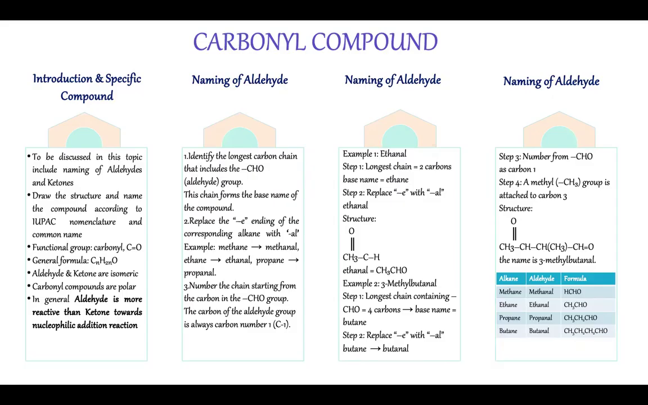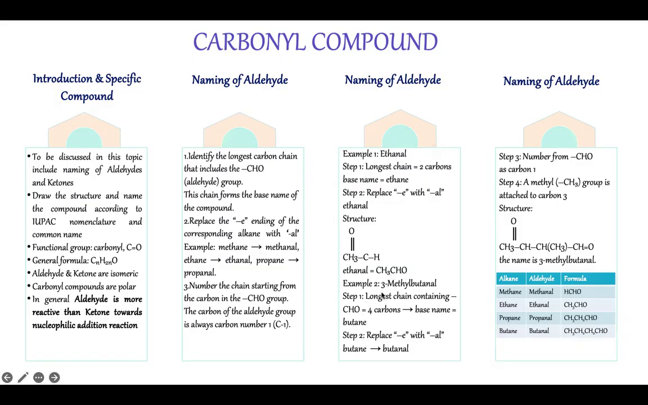Example, ethanal. Step 1, the longest chain consists of 2 carbons, and the base name is ethane. Step 2, you need to replace the -e with -al. So for example, ethane becomes ethanal, and the structure as shown here represents CH3 and CHO.